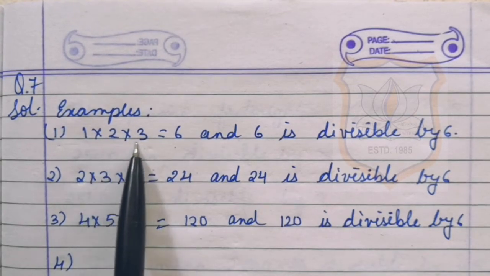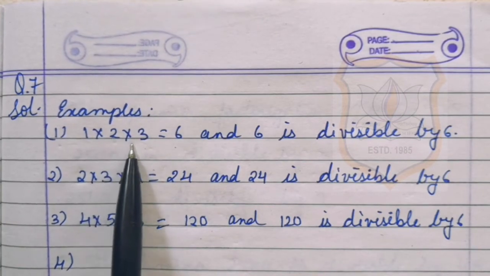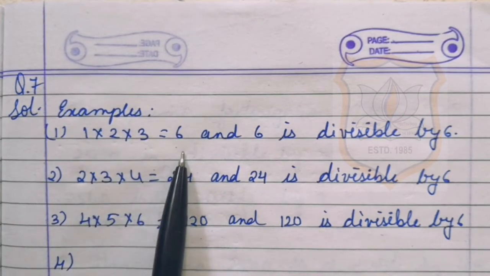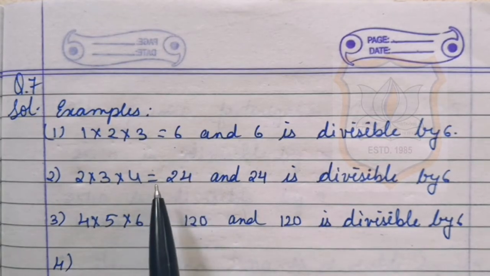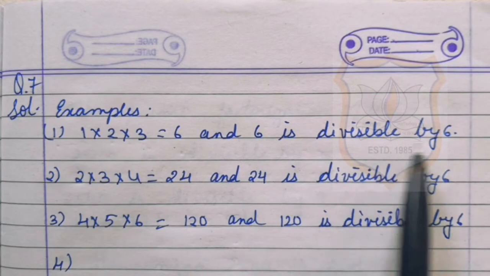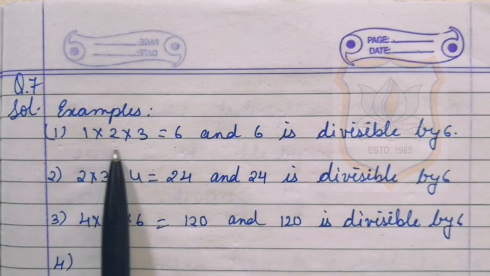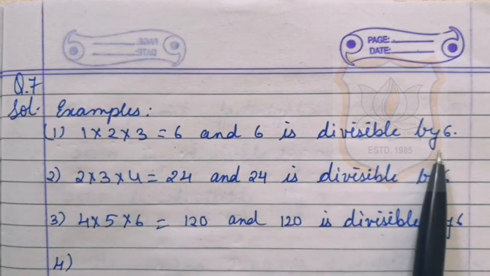If we multiply these three numbers, if we multiply 1 by 2, we will get 2, and by multiplying 2 by 3, we will get 6. And we have to see whether 6 is divisible by 6 or not. So you can say that 6 is divisible by 6. So the product of three consecutive numbers is divisible by 6.